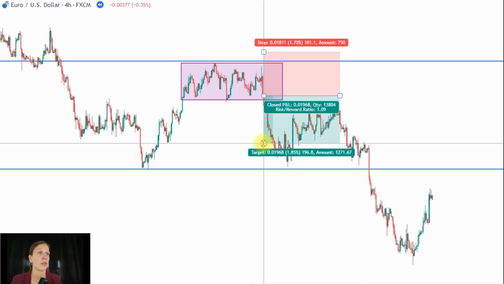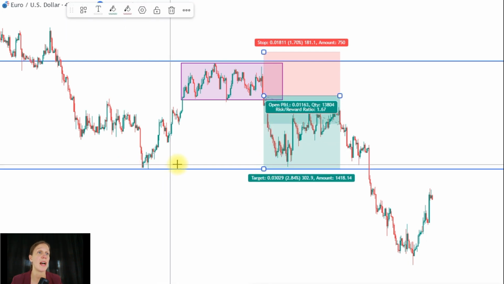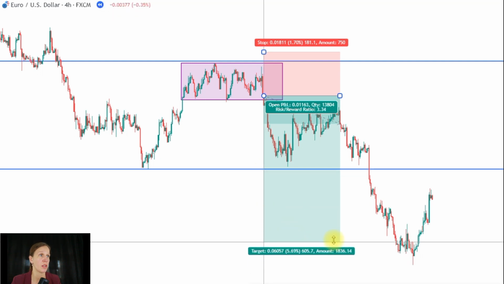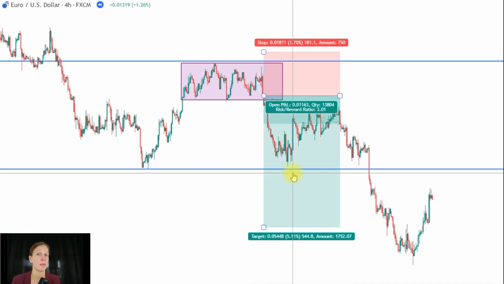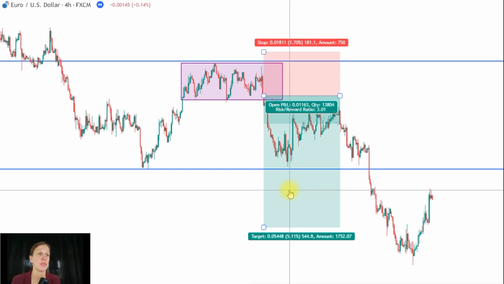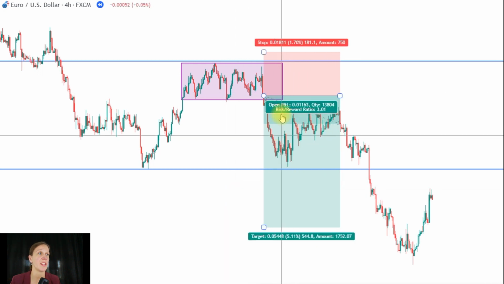And then, of course, if you work with targets, the first one could be the last low, and the second one a little further. I would have set in this case 3 times our risk, so this would have been our target. I really love to manage trades myself, but if I don't have that much time, sometimes I use targets, and this would be the target here. And you see the trade would have worked out really, really well.